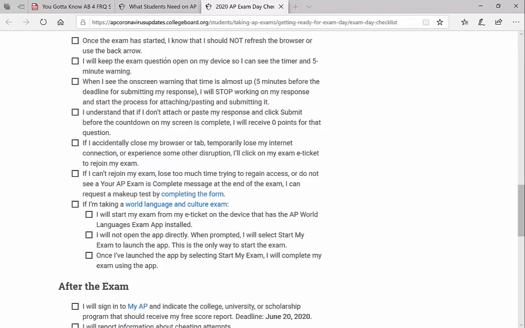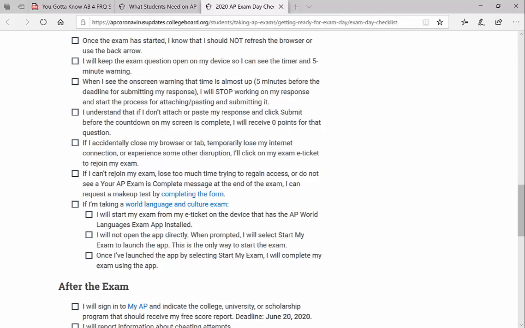Keep the exam question open on your device so you can see the timer, right? If you want to be Googling stuff, use a second device. That's another reason I might use my cell phone to actually read the questions, because then you can use your Chromebook or laptop or whatever you have to Google if you need to. Hopefully you don't need to Google anything.